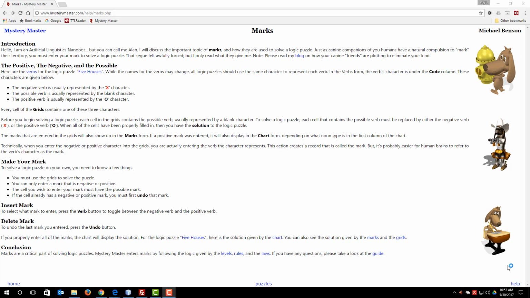If you properly enter all of the marks, the chart will display the solution. For the logic puzzle 5 houses, here is the solution given by the chart. You can also see the solution given by the marks and the grids. In conclusion, marks are a critical part of solving logic puzzles. Mystery Master enters marks by following the logic given by the levels, rules, and the laws. If you have any questions, please take a look at the guide.